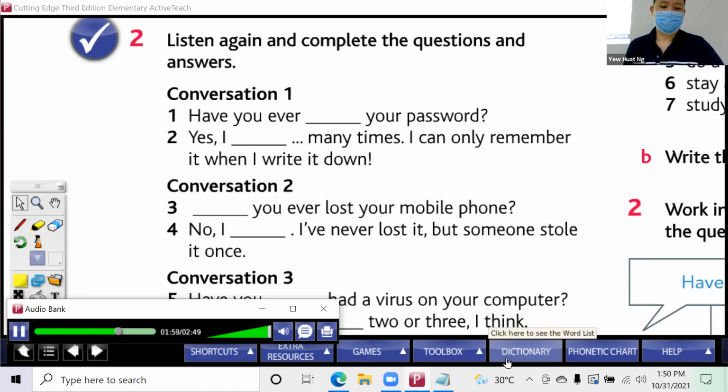Oh, this computer is so slow. It keeps stopping and I can't do anything. It's really annoying. Oh dear, you might have a virus. Have you ever had a virus on your computer? Yes, I have. I've had 2 or 3, I think. Really? 2 or 3? You should do something about it, or you might lose everything on your computer.